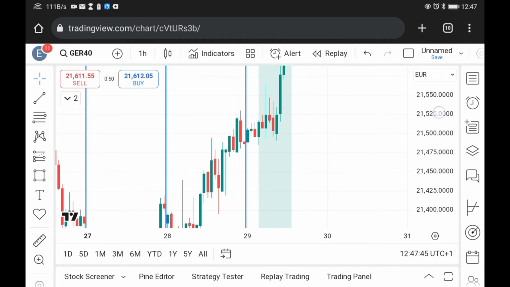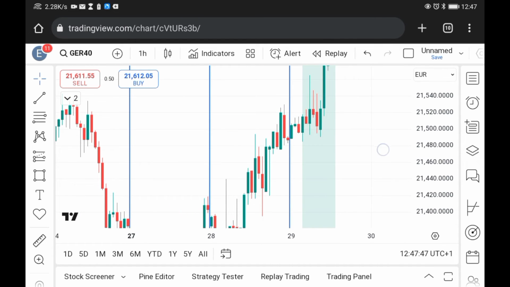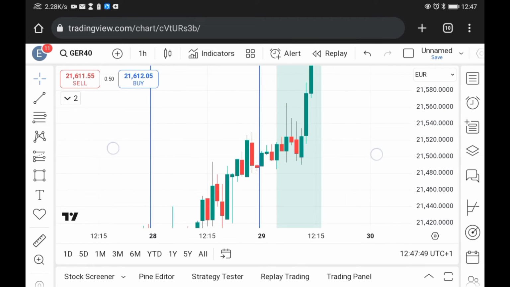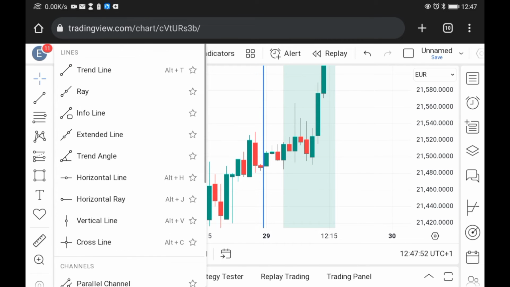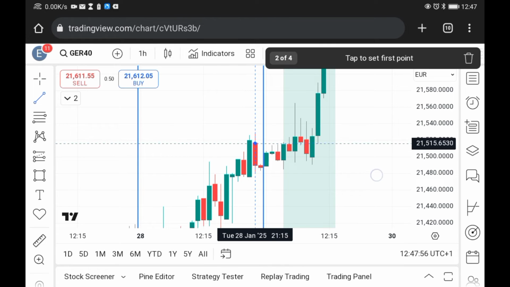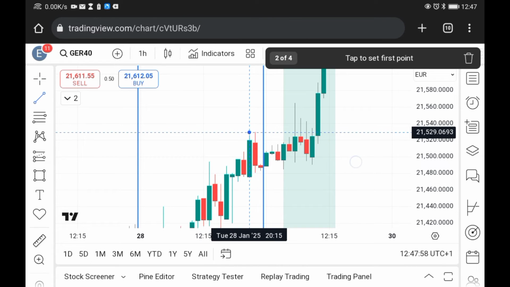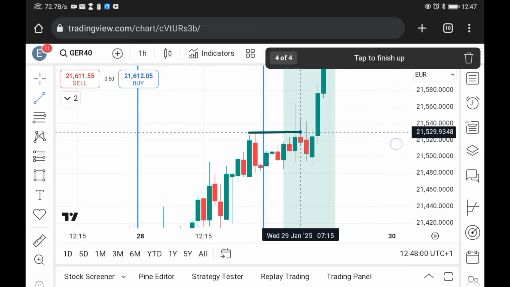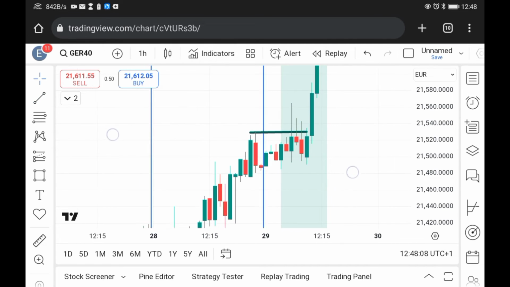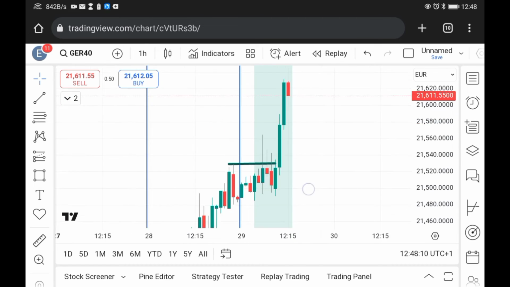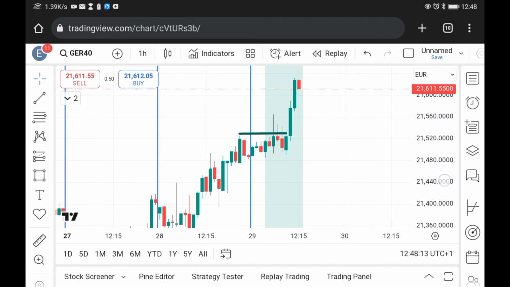So another one, this happened today. You can see here was the previous day high. Like I said, if the market is bullish, the only thing that concerns you in this market is the high. You don't have anything to do with the low. So here is the high. You marked the high, and you can see it has broken structure to the upside.